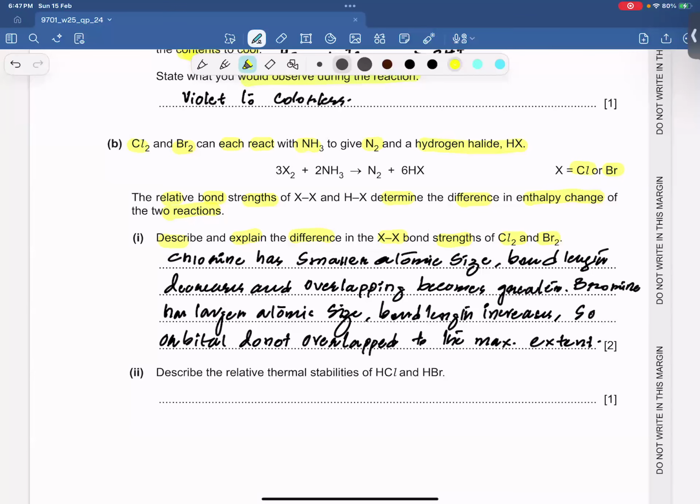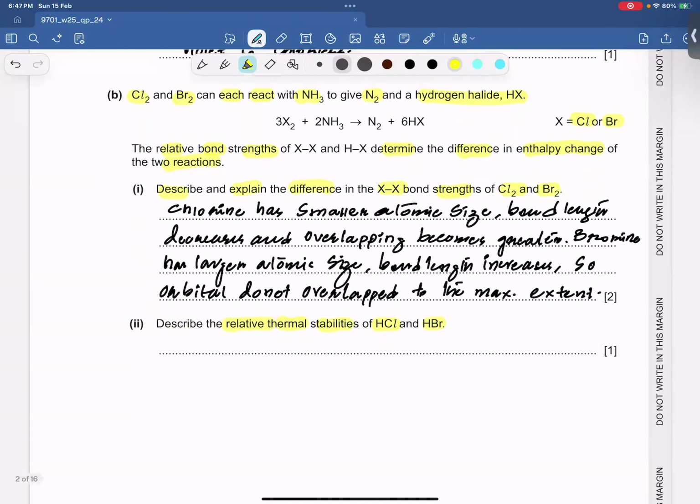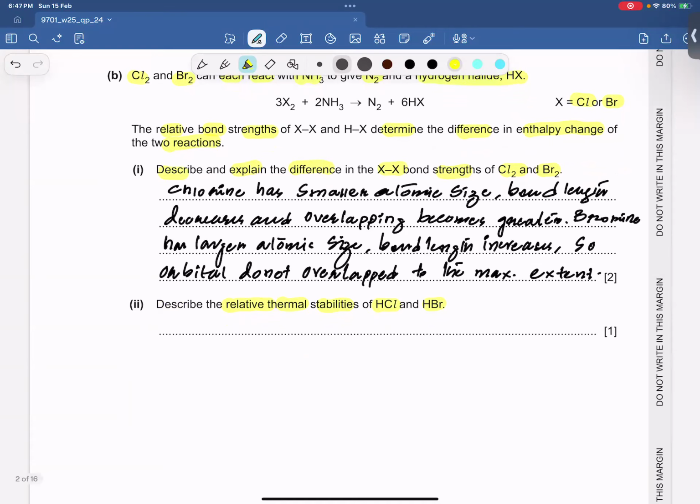Reduce the thermal stabilities of hydrogen halide and hydrogen bromide. So obviously HCl is more thermally stable than HBr.